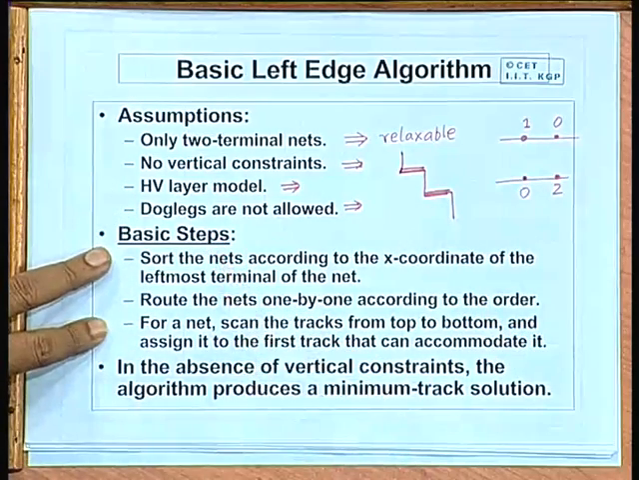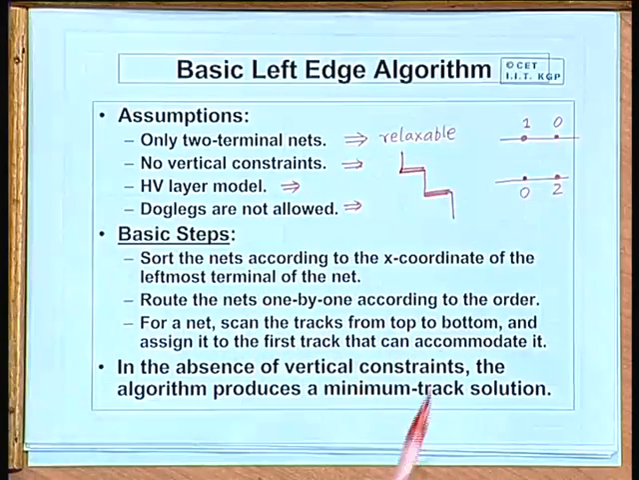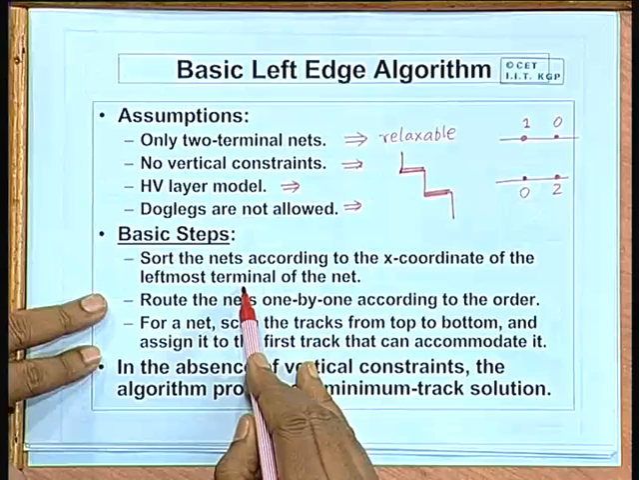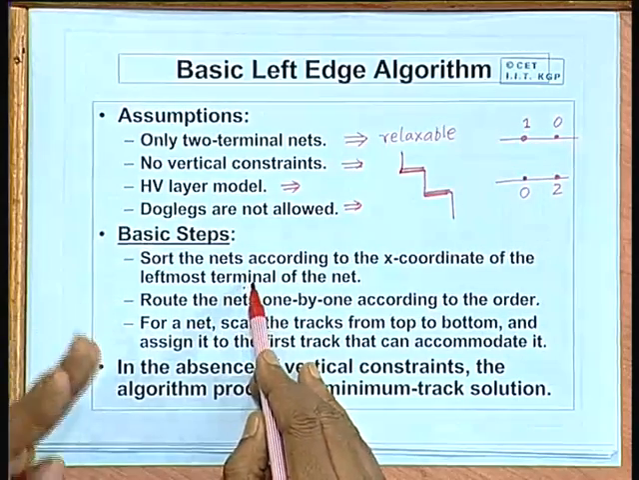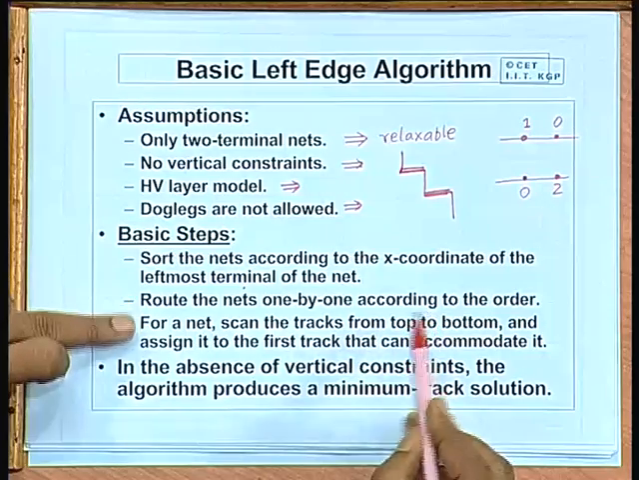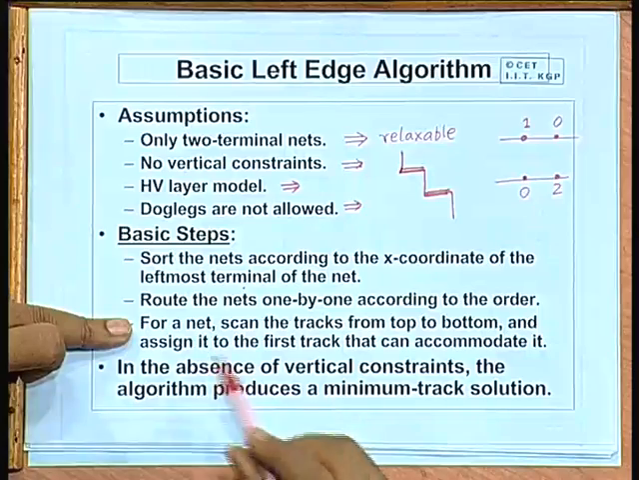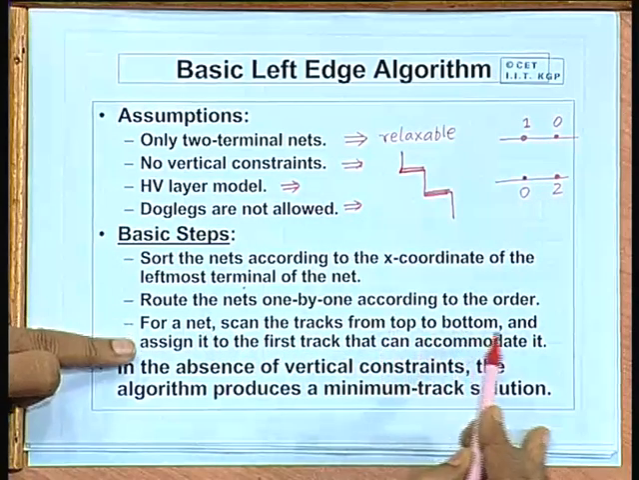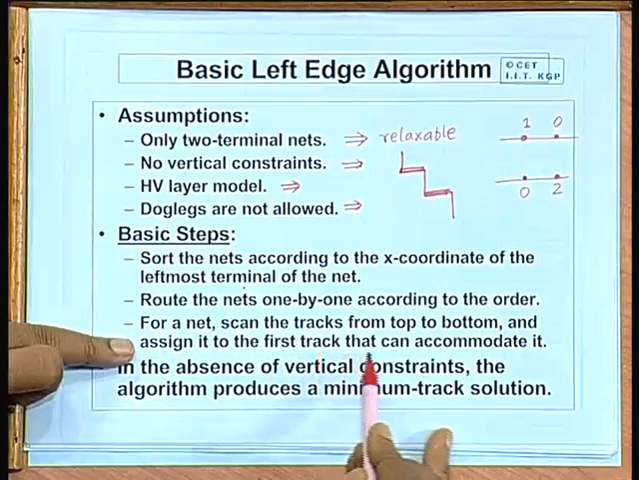The basic steps are very simple. This says that for each net you look at the horizontal spans and you sort the nets according to the x coordinate of the leftmost terminal. The net with the first terminal on the left in terms of the horizontal span, you keep it first. So, in that order you sort them. Route the nets one by one according to this order and you place the net in the first track. You can place them scanning from the top to bottom. For a particular net which you are trying to route, scan the tracks from top to bottom and assign it to the first track that can accommodate it.